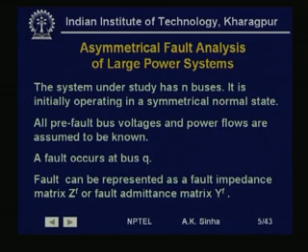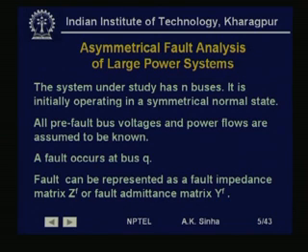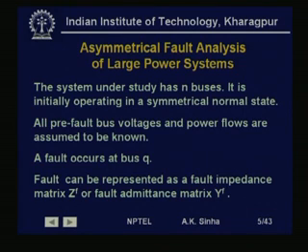Well, as we had discussed in the earlier lesson, when we talked about solving for symmetrical faults using the Z-bus method, here also we will consider the system under study has n buses. It is initially operating in a symmetrical normal state, that is a balanced 3-phase system state is available before the fault. All pre-fault bus voltages and power flows are assumed to be known, that is either we do a load flow analysis to get these values, or we assume that all pre-fault voltages are 1 per unit and all pre-fault currents are 0 in all the elements.